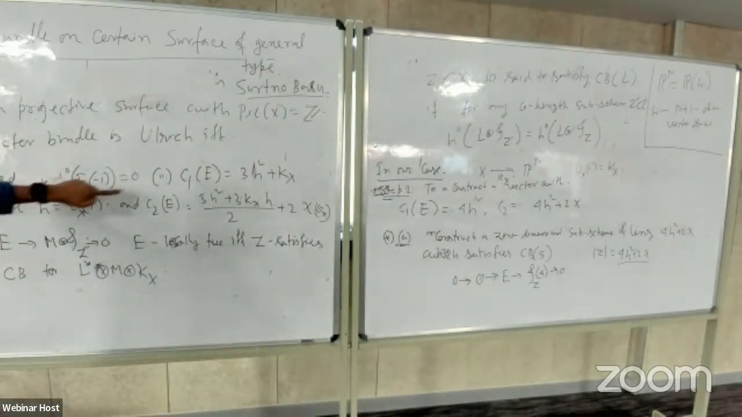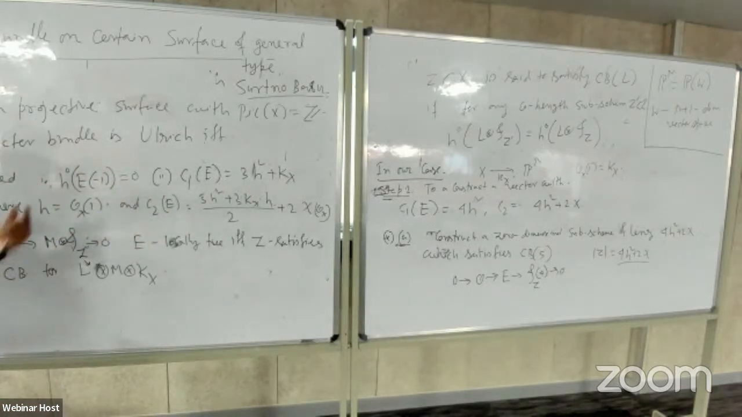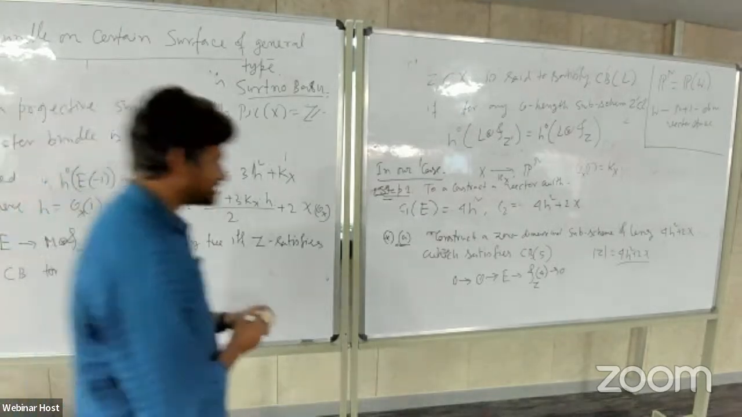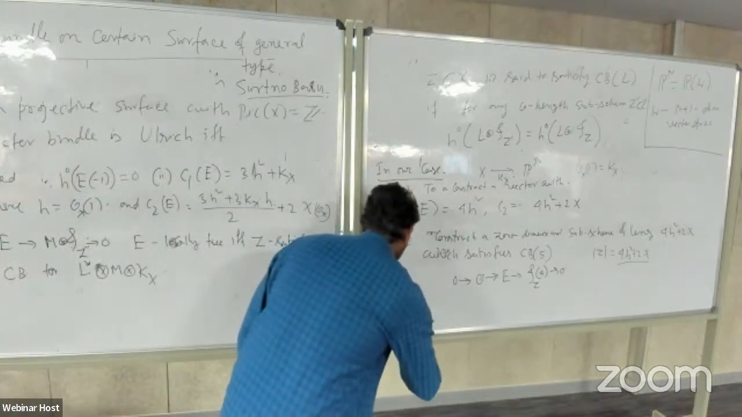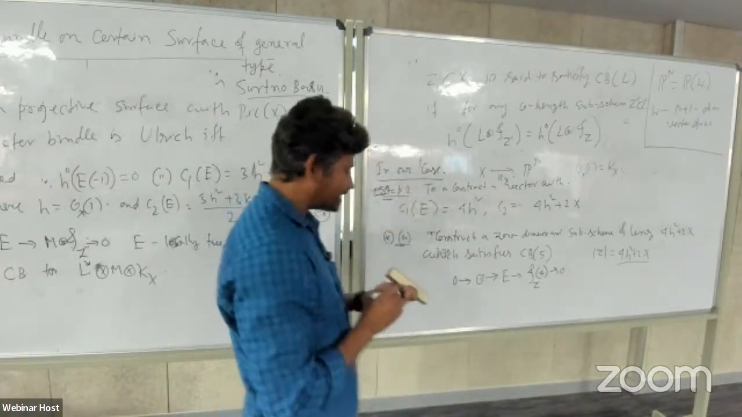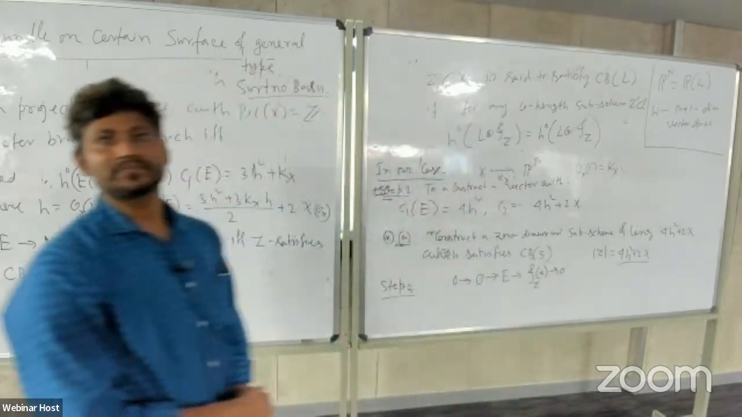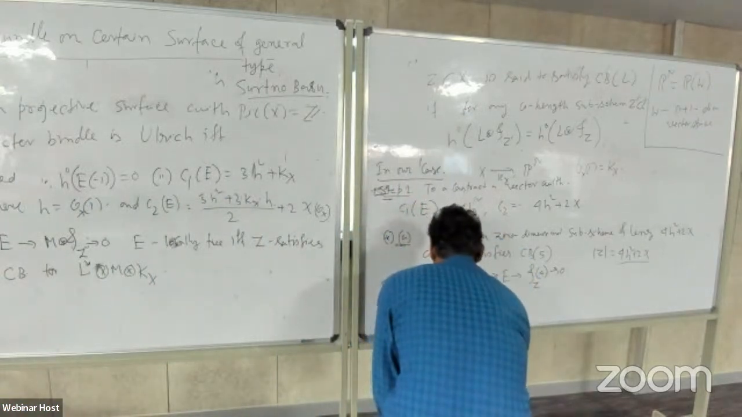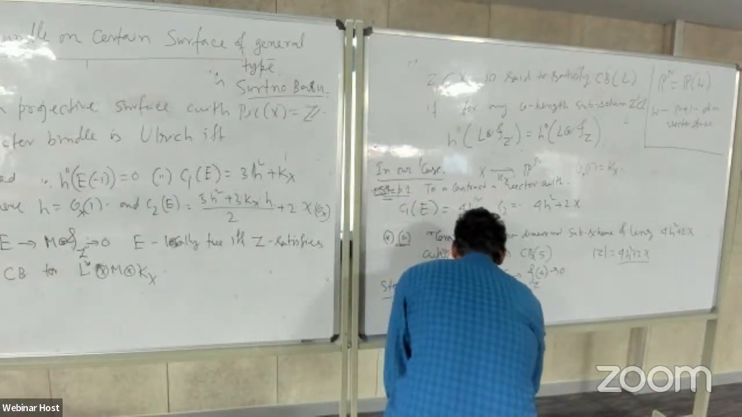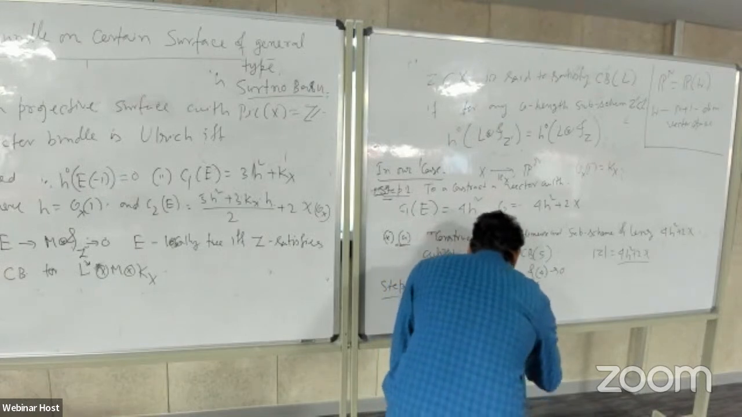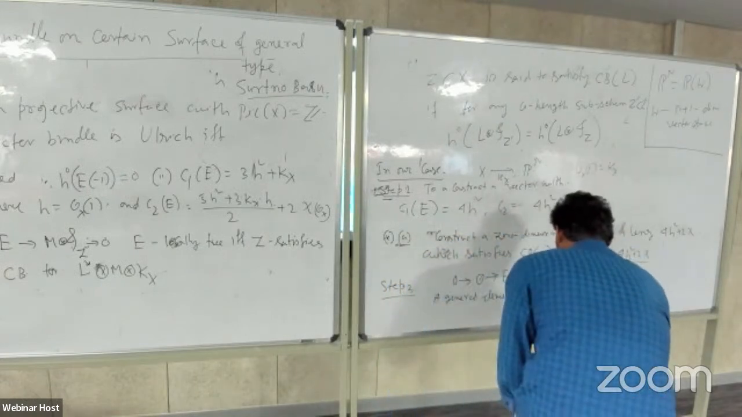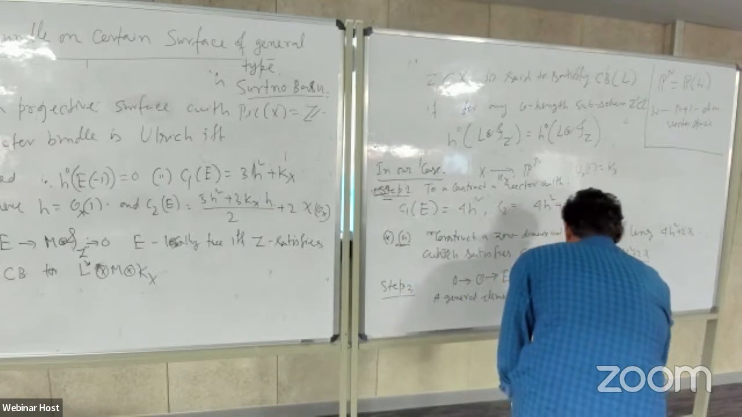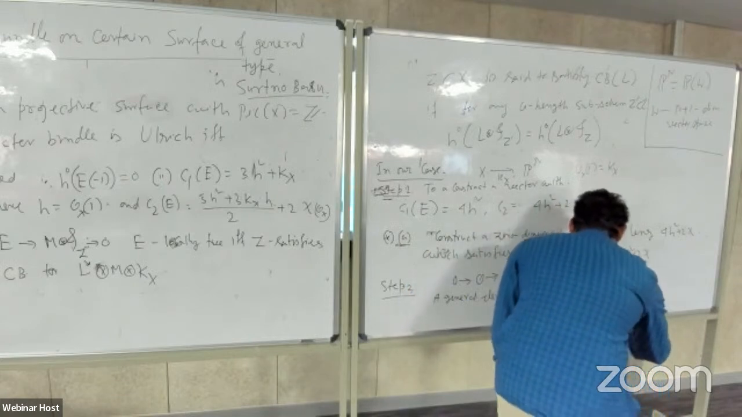Now we need to prove that this E satisfies H^0(E minus 1) is 0, that it is initialized. So for that, the next step is step 2: we prove that a general element in this extension is stable. So step 2 is that a general element in this extension is stable.